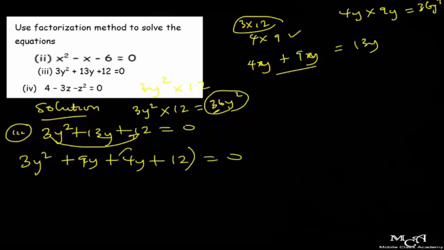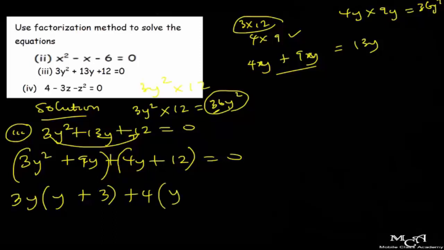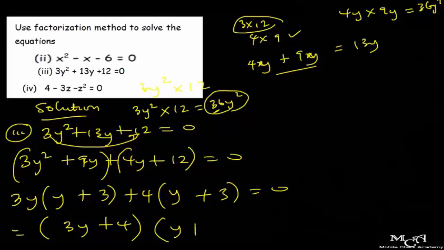You bracket this, you bracket this. Now if you look at this expression in the bracket, 3y is common into y. 9y divided by 3y will give you what? 3. 4 is common here, so you bring out plus 4 and put your y into the bracket. 12 divided by 4 will give you what? 3, which is equal to 0. So we now have 3y plus 4, and pick one of the brackets that are the same, y plus 3 equal to 0.